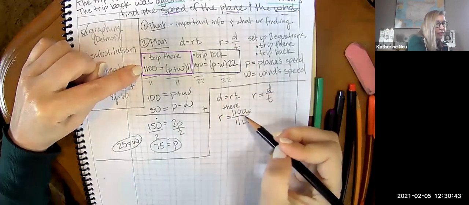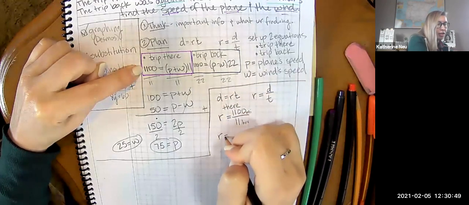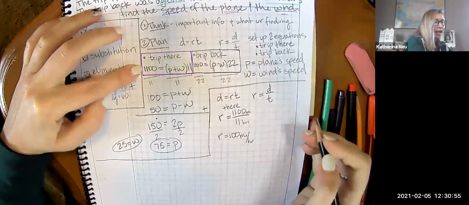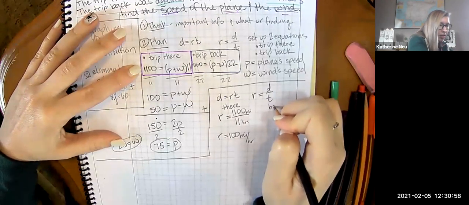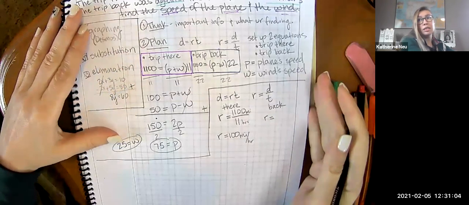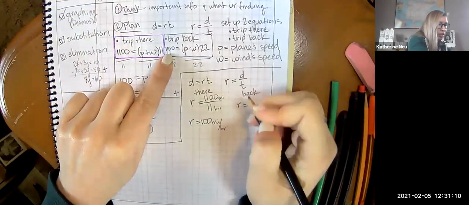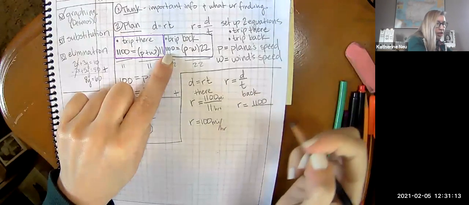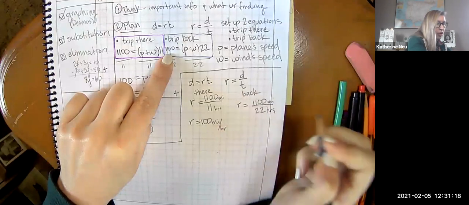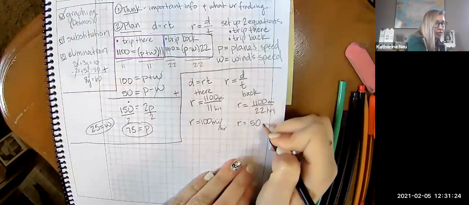And then so 1,100 divided by 11 is 100. So my rate there is 100 miles per hour. And then my rate back is my distance divided by how long it took me. And so my rate back is still, well, it had better be 50, right? We already solved this.